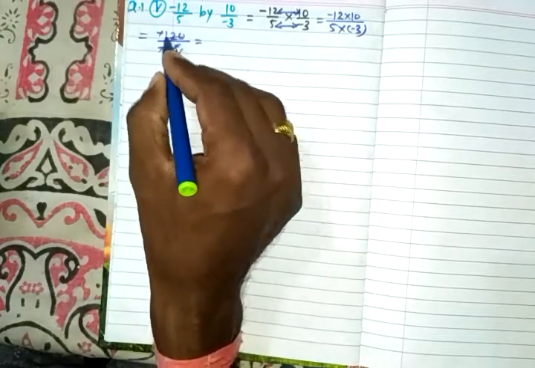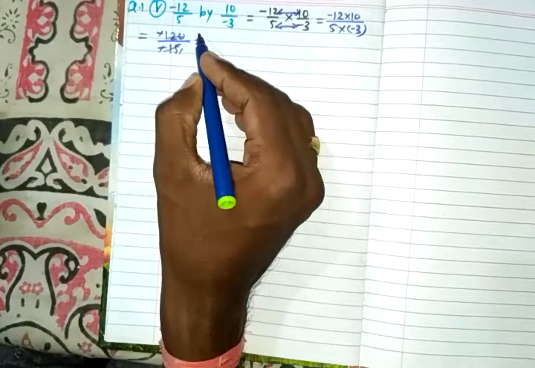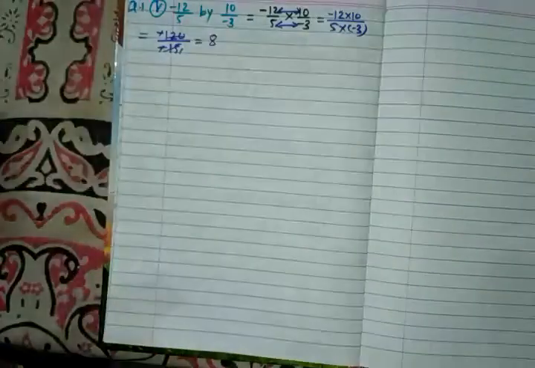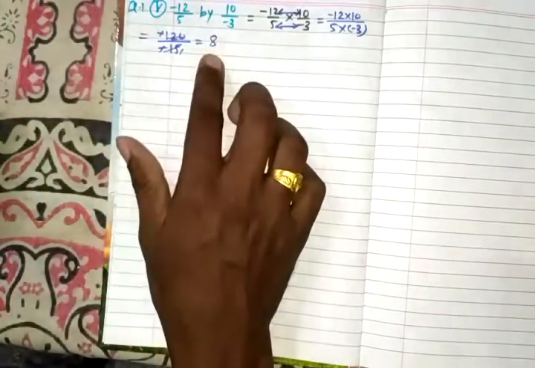So 15 ones are 15 and 15 eights are 120, right? So 15 eights are 120 means 8 is the answer.